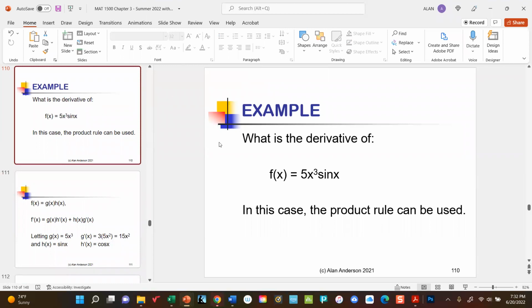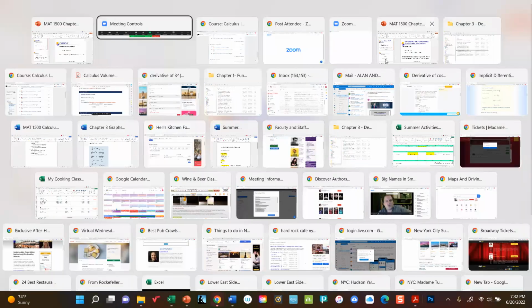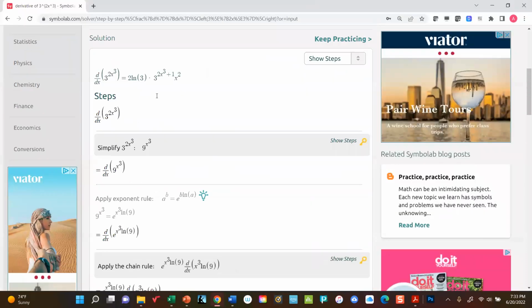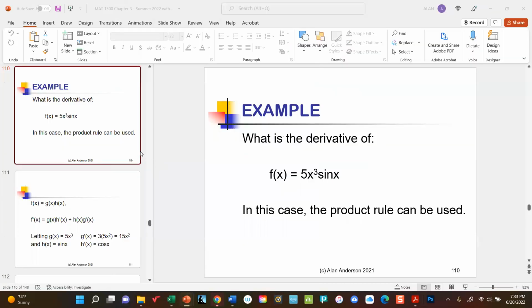What's the derivative of 5x cubed times sine of x? Now here, as I was saying, all of a sudden it turns out we need the product rule. By the way, I'm just dying to know what this looks like. Let's go see what Symbolab has to say about that. Sometimes, with these functions, you look at it and say, what is that going to look like? Is it again 5x cubed sine x?